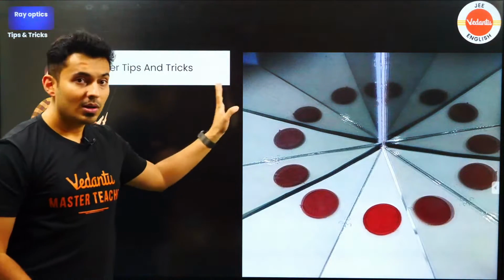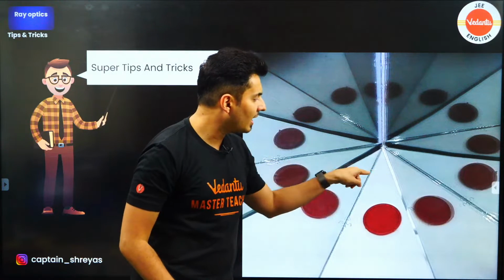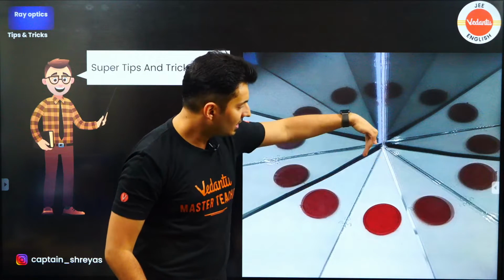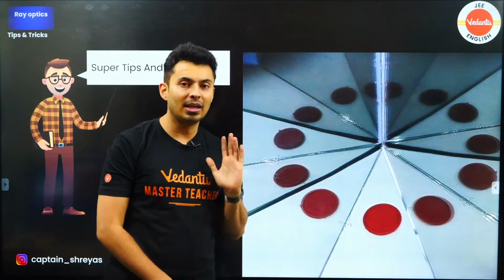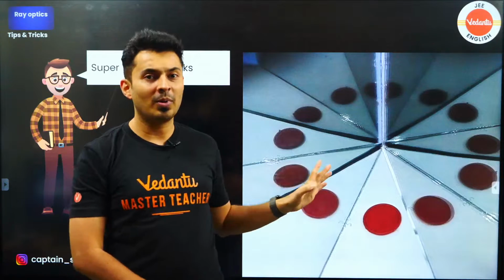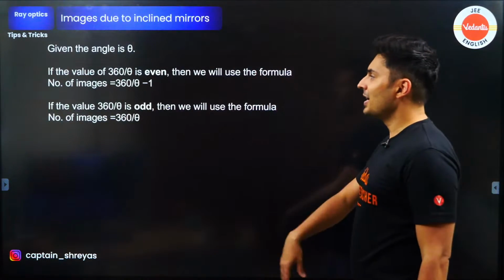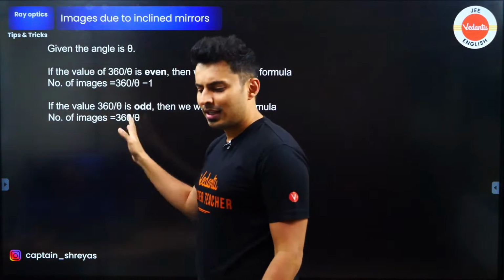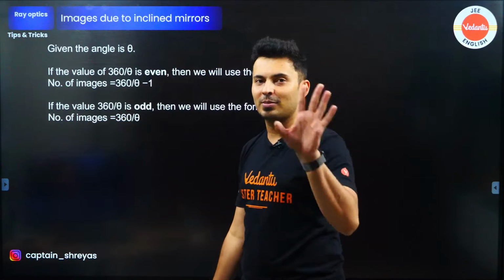Everyone, now the number of images, there is a direct formula. Do you see there is an angle between the mirrors? Do you see this mirror and this mirror, there is an angle? So just divide 360 by that angle, and if it is even, make it odd. If it is odd, let it be odd. If it is even, make it odd by subtracting 1.